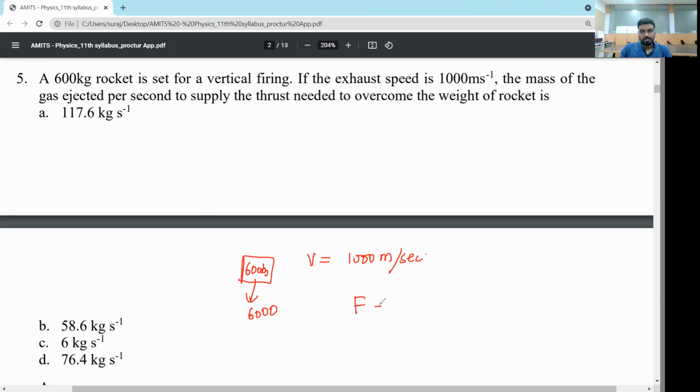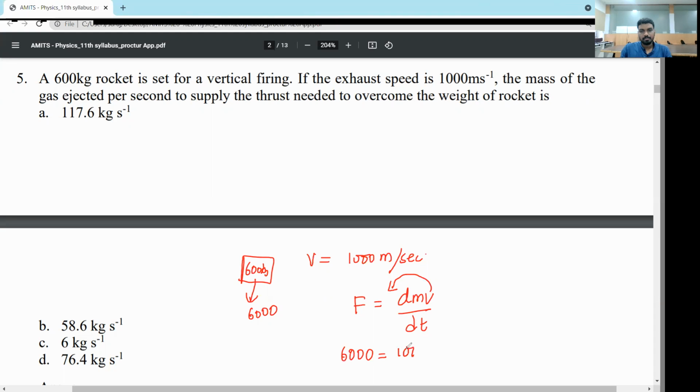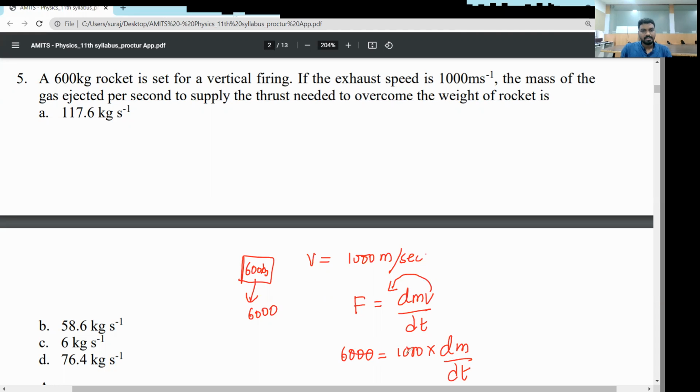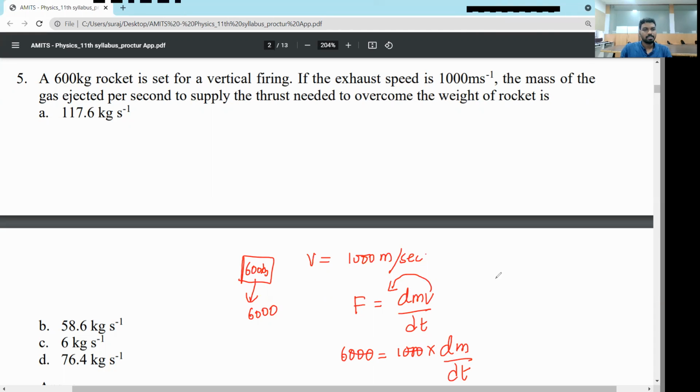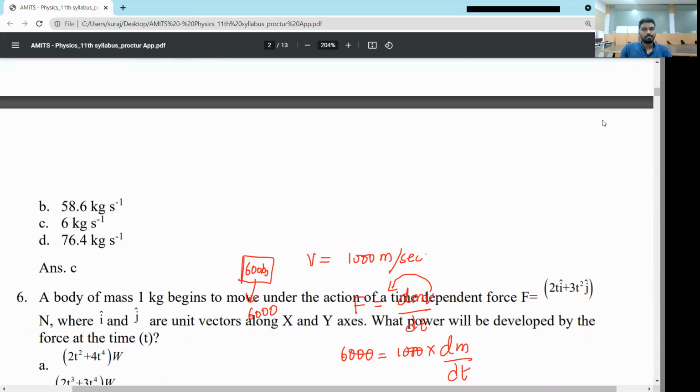See, force is what? d(mv) by dt. Velocity is constant and they want the rate of mass. Force is how much? mg. So 6000 equals velocity, 1000, into the rate of mass dm by dt. These three zeros get cancelled. Rate of mass will be how much? 6 kg per second. Rate of mass will be 6 kg per second.